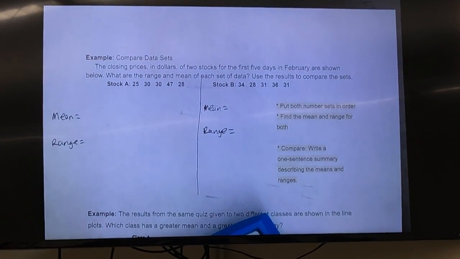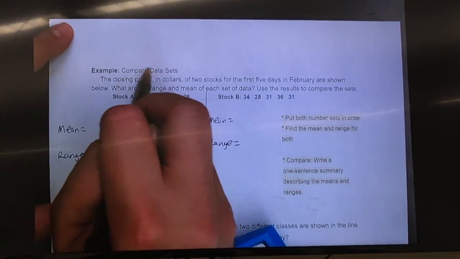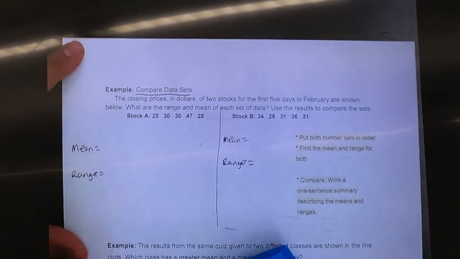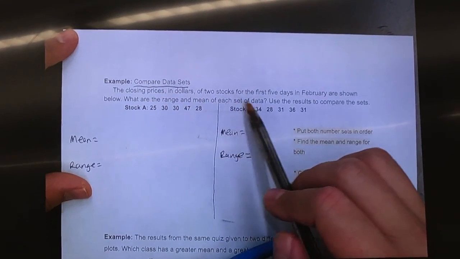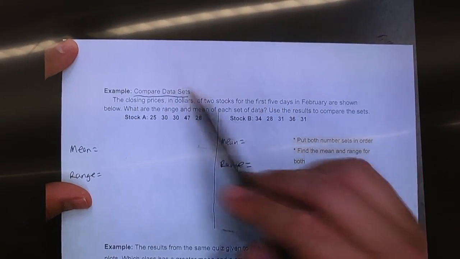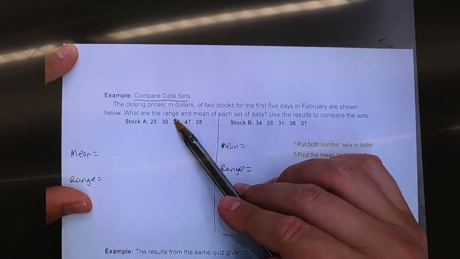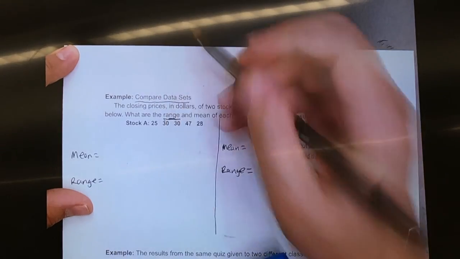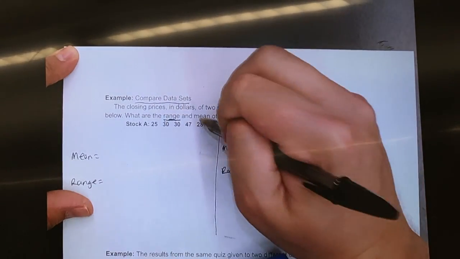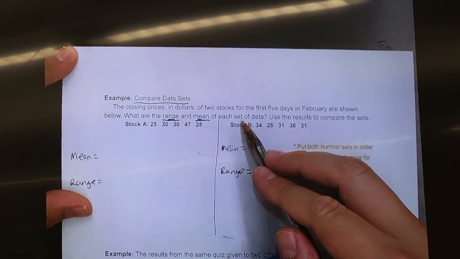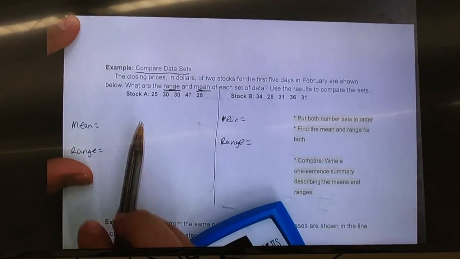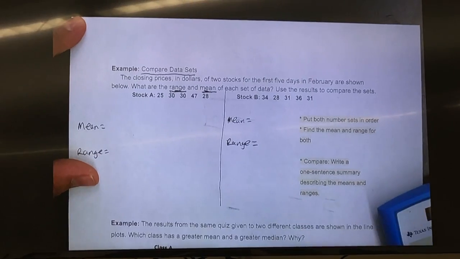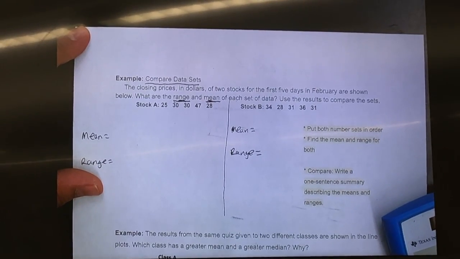And pause. Okay, so next example, we are comparing data sets. The closing prices in dollars of 2 stocks for the first 5 days in February are shown below. What are the range and mean of each set of data? Use the results to compare the sets. For both stock A and stock B, again, we should write it in order.